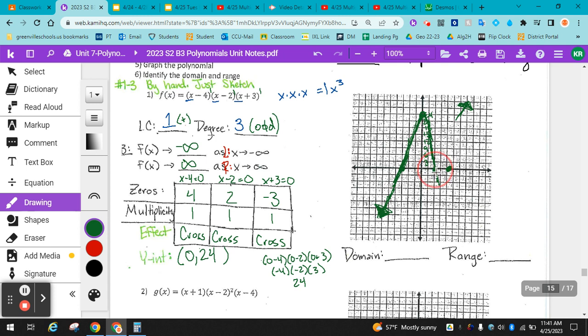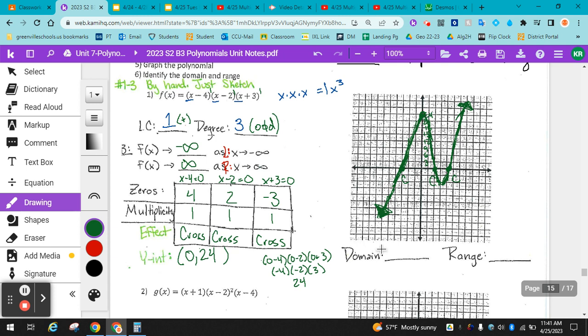I don't know. This is a sketch. This is not accurate. I would have to graph it in Desmos or a graphing calculator to be able to find the max and mins. But I know the general shape is this. It crossed through all of my zeros. The left side's going down, the right side's going up, and I have this y-intercept.